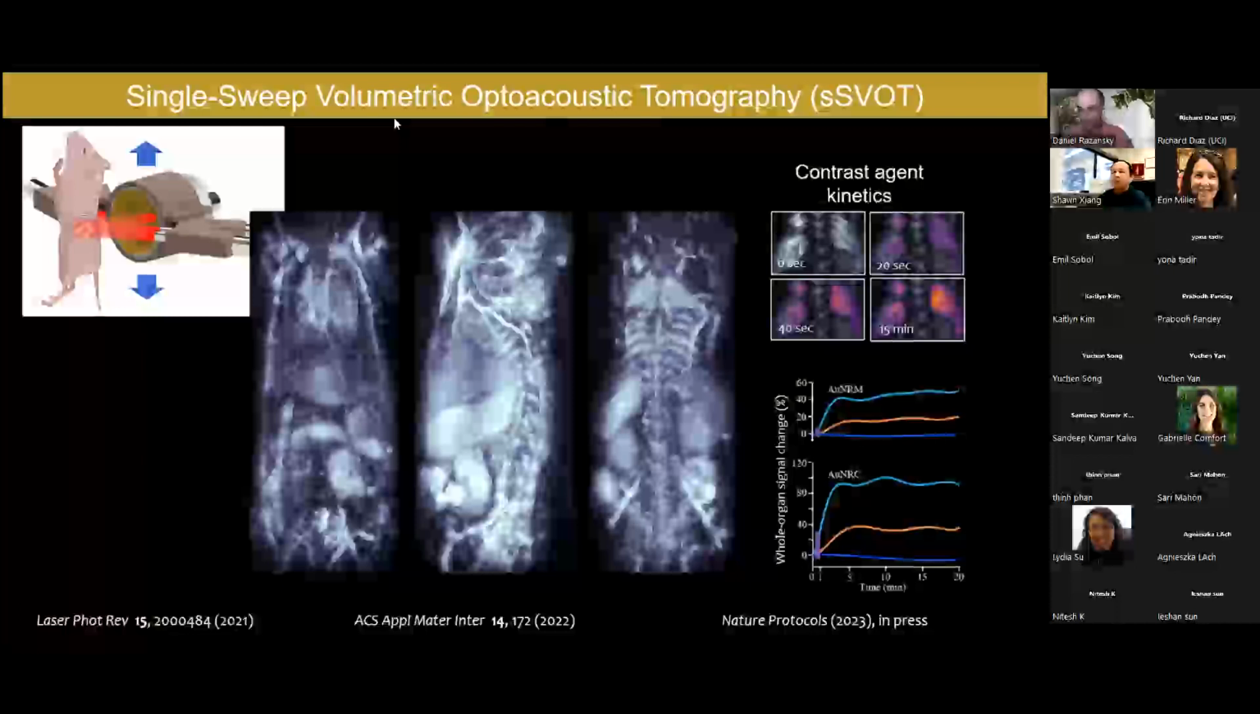In the most recent version of this method, which we called SVOT, which is single sweep volumetric optoacoustic tomography, we managed to squeeze the whole body scan time down to 1.8 seconds. So according to my knowledge, this would be the fastest preclinical whole body imaging modality. So you can really start looking into not only the biodistribution of contrast agent, but also at how the contrast agent perfuses through the entire body, in the blood vessels, individual vessels, and so forth, more or less in real time, and at very high spatial resolution.